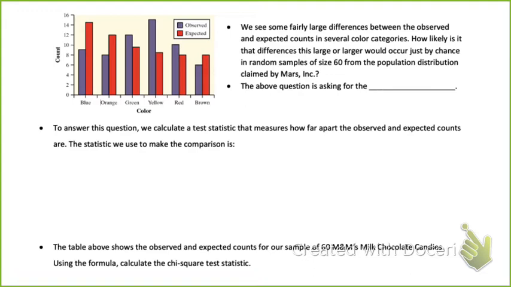All right, so here's a distribution. Here is a chart or a visual that shows your observed and expected counts next to each other. Now look, we see some fairly large differences between the observed and expected counts. Obviously with yellow specifically and blue, those are pretty big differences. Here's the question, you guys: how likely is it that differences this large or larger, as extreme or more extreme, would occur just by chance?